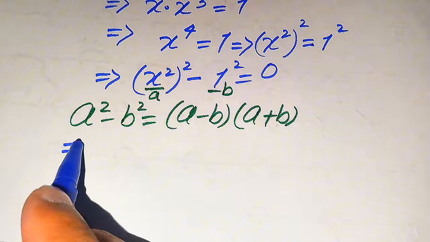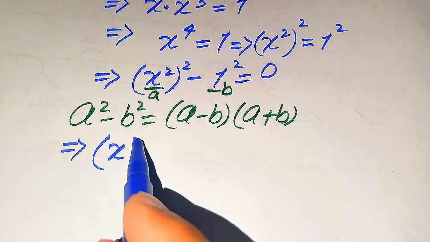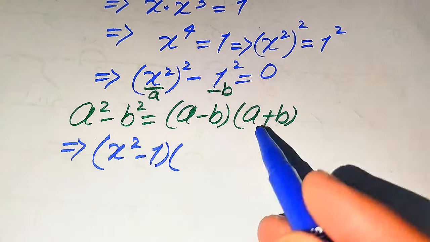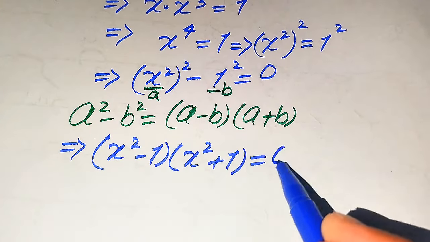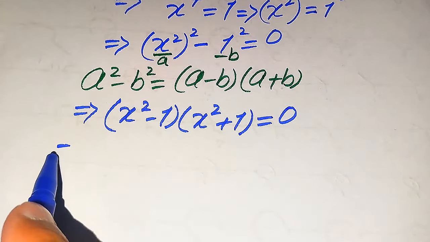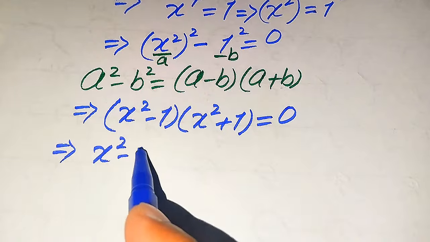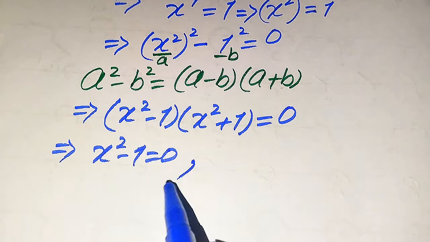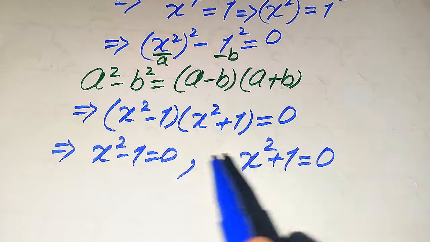So after substituting these values, this will be written as, first we have a minus b, where the value of a is x squared minus 1, times a plus b, which is x squared plus 1, and this whole equation is equal to 0. And now we divide this equation into two cases. The first case is we write x squared minus 1 is equal to 0, and the second case is we write x squared plus 1 is equal to 0.